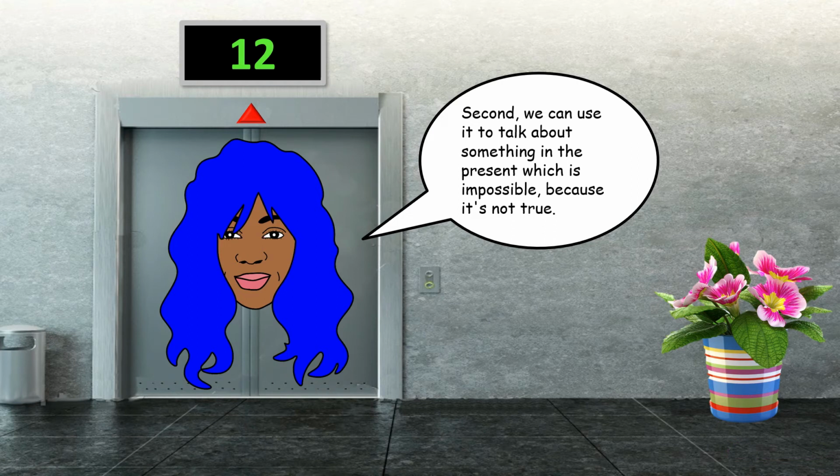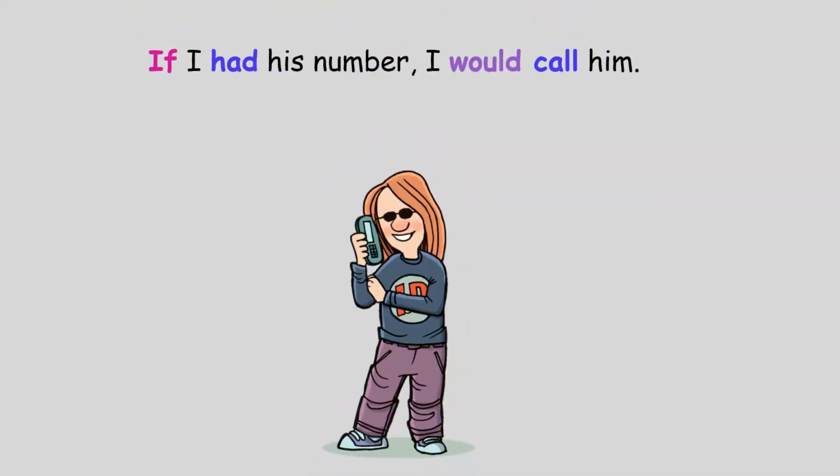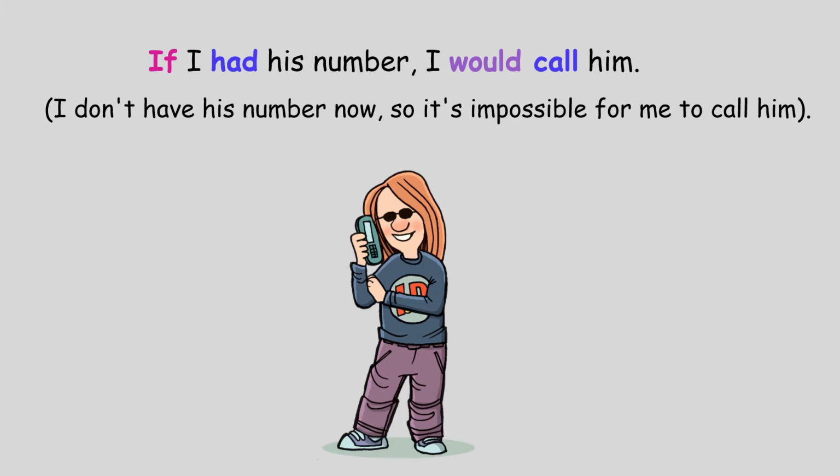Secondly, we can use the second conditional to talk about something in the present which is impossible because it's not true. For example, if I had his number, I would call him. However, I don't have his number now, so it's impossible for me to call him.